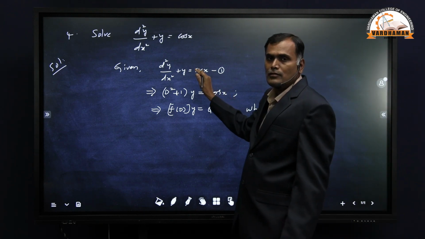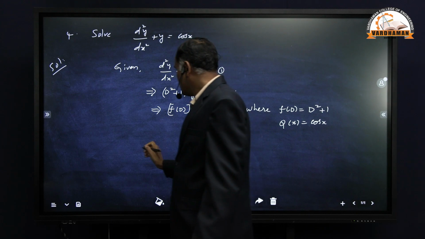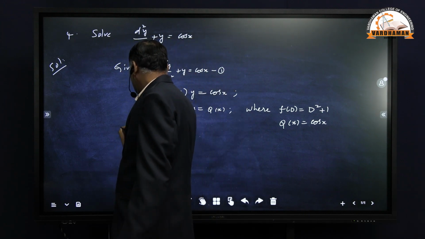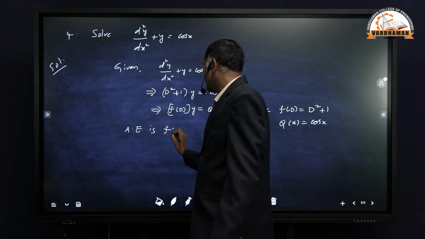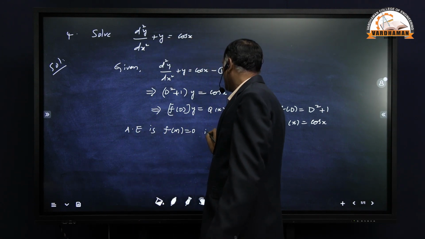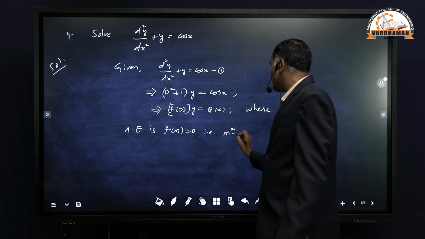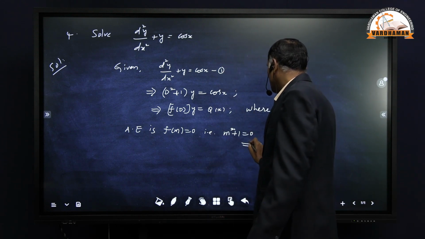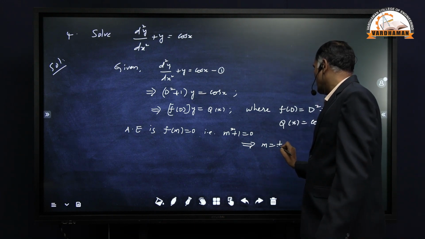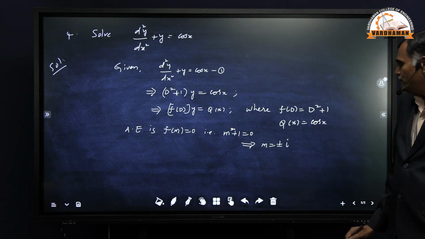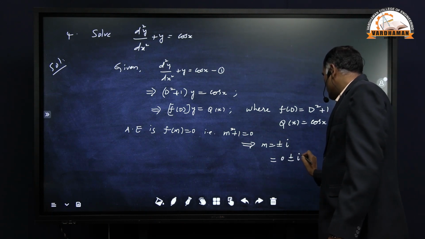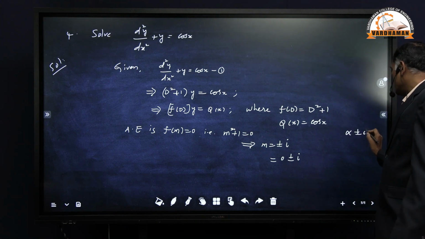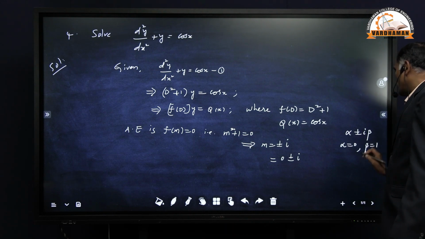Now first find the complementary function of this problem. To find the complementary function, let us consider the auxiliary equation, that is m² plus 1 equals 0. Solve this quadratic equation, you will get m equals plus or minus i. Now clearly the roots are complex and distinct. It is of the form alpha plus or minus i beta. In this case alpha is 0, beta is 1.